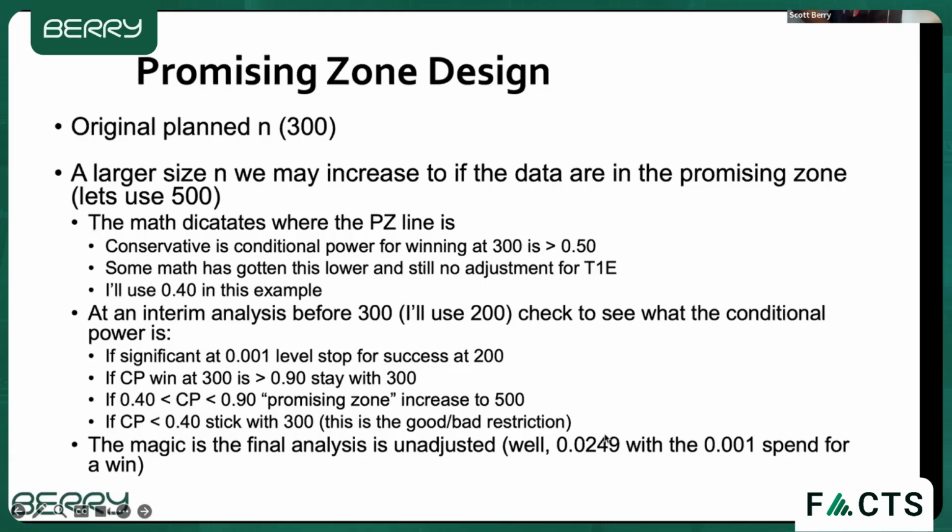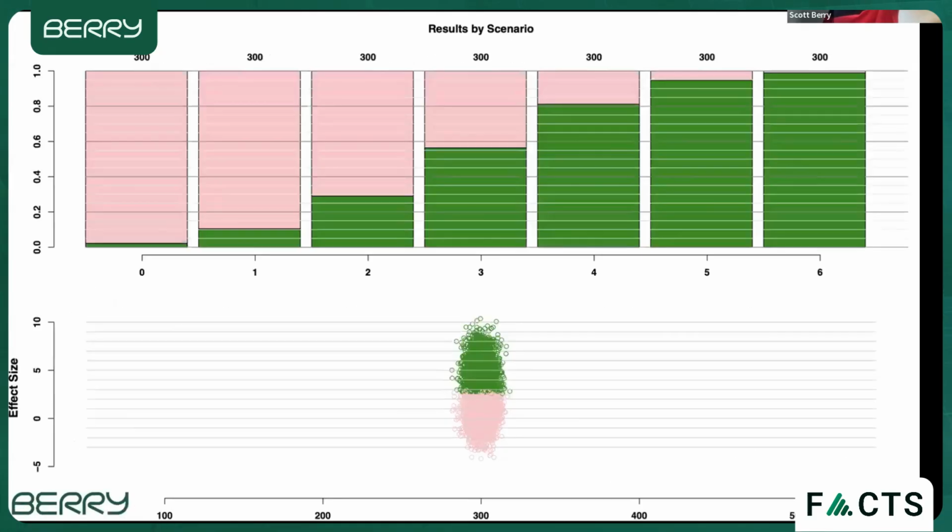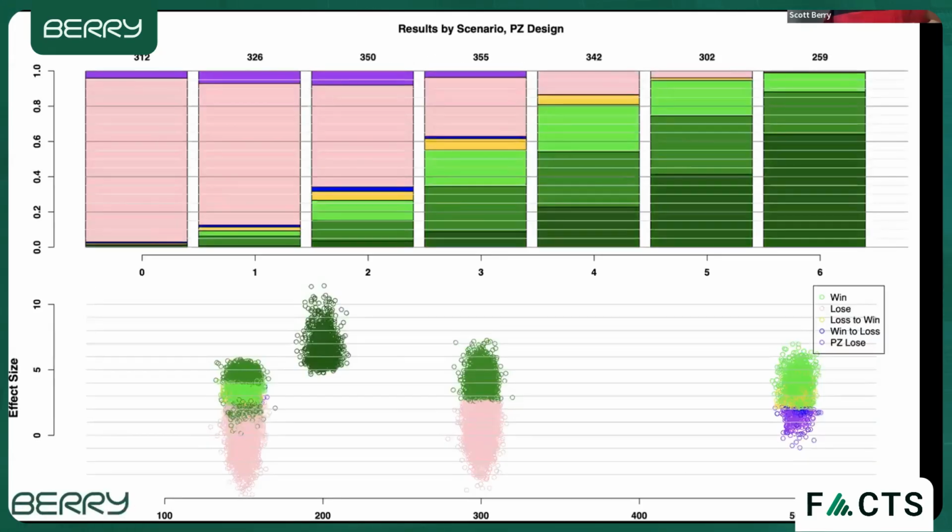And the magic is that when I get to 300 or 500, I have 0.025 or 0.0249 because I spent 0.001 at 200 for potential early success. So here's the promising zone design. And it's a presentation of it where it shows the top shows the effect sizes, 0. So I've simulated 1,000 trials from 0, 1,000 from 1, 1,000 from 2.